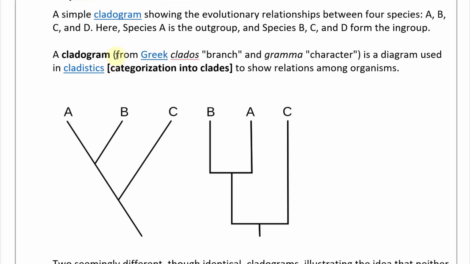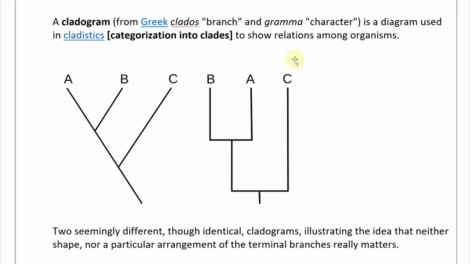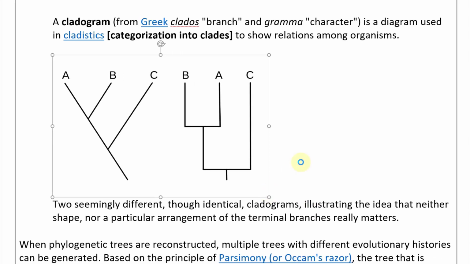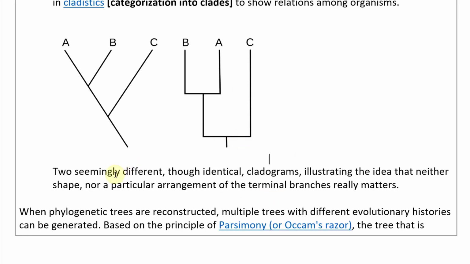So a cladogram, from Greek klados, meaning branch, and gramma, meaning character, is a diagram used in cladistics, or categorization into clades, to show relations among organisms. All right. So here are 2 seemingly different, though identical, cladograms, illustrating the idea that neither shape nor a particular arrangement of the terminal branches really matters.